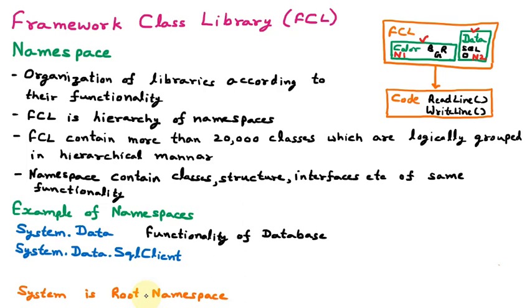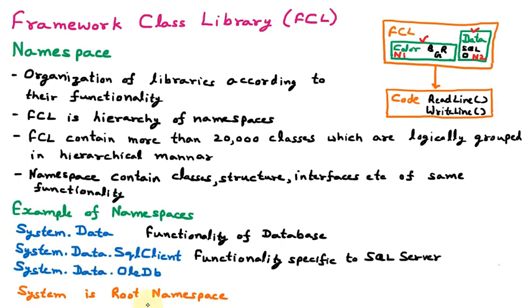This is one more example of a namespace, because System.Data.SqlClient is also a namespace inside Data. Here we are including the functionality only specific to SQL Server. Let's say I don't want SQL; I want to connect to a database only. Then I can include the namespace System.Data.OleDb. OLEDB stands for Object Linking and Embedding Database, so it only provides me the functionality for accessing object linking and embedding databases.